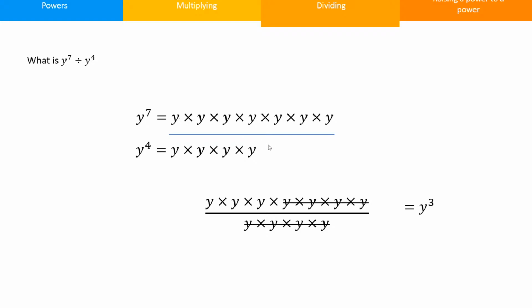So there's the 3 questions for you to do. Remember, explain your reasoning. You can put your answers. If you've done times and divide, there is no rule for add and subtract.